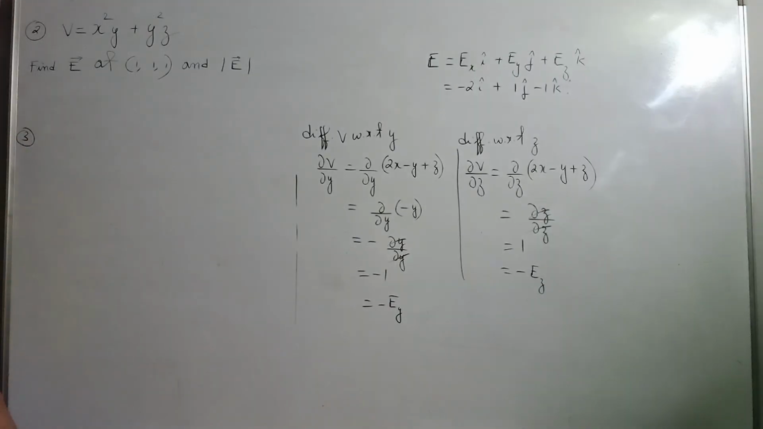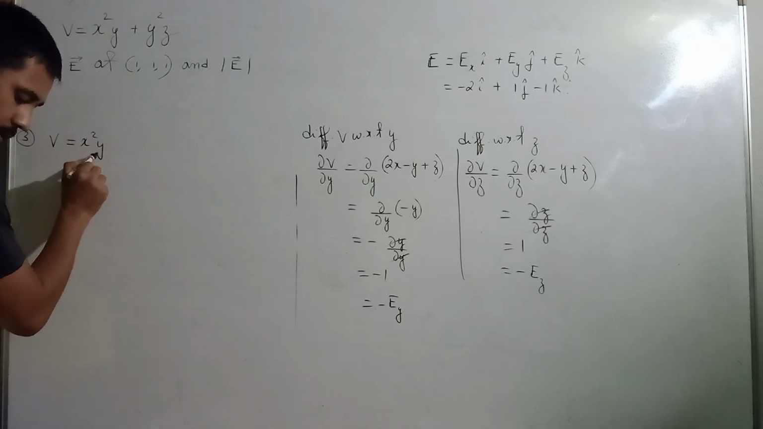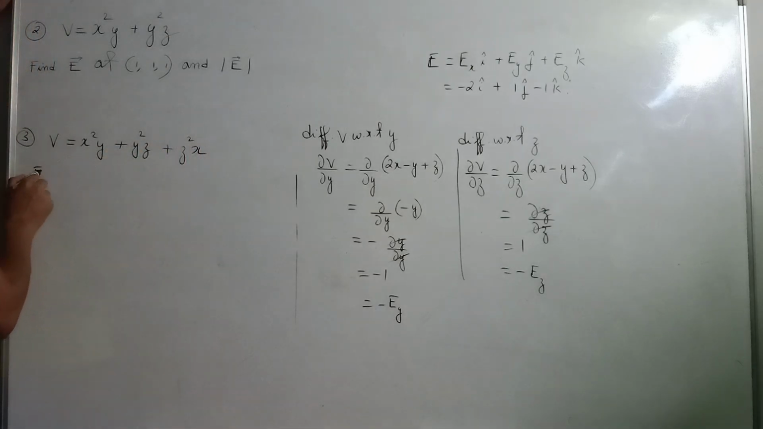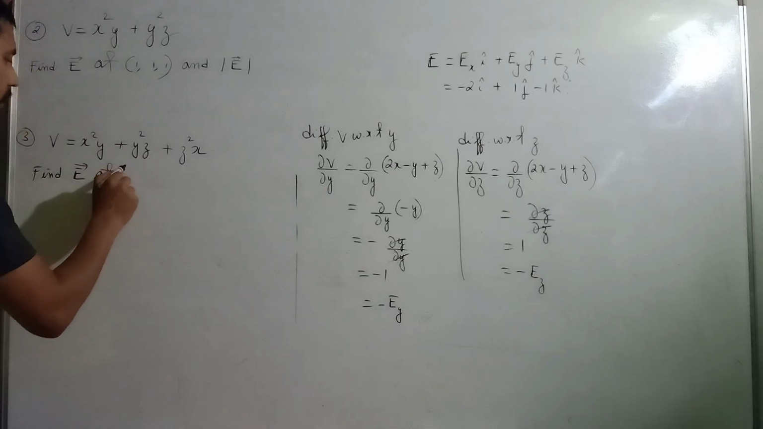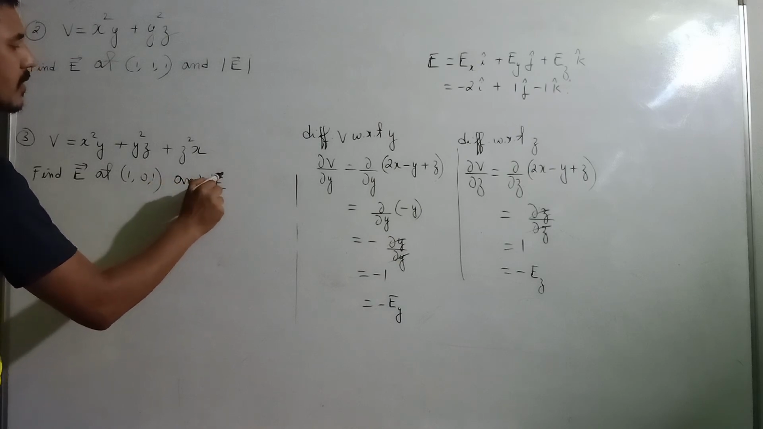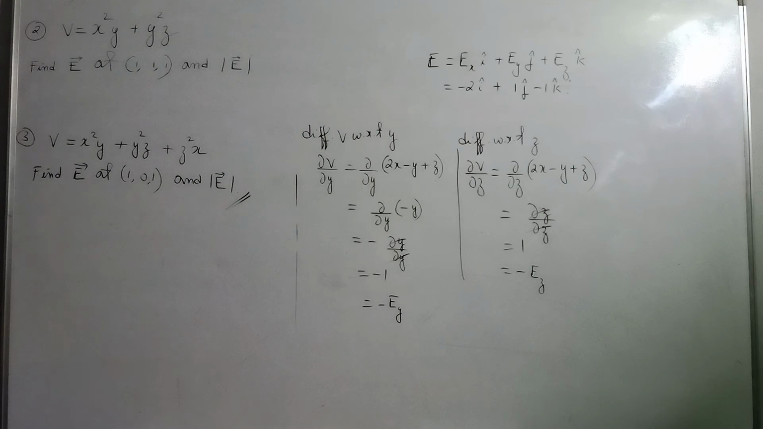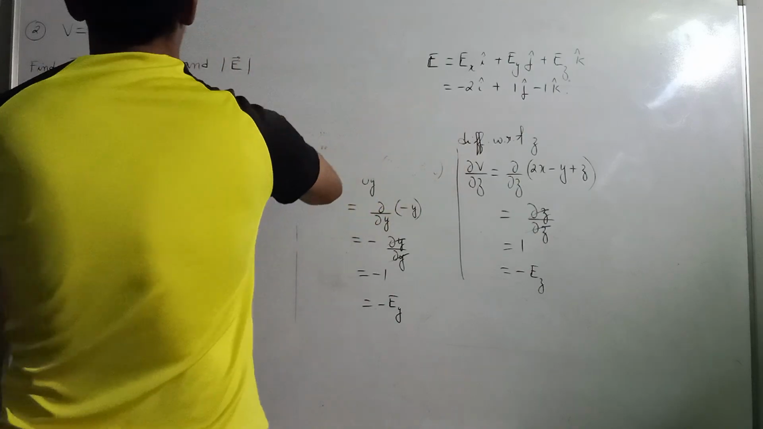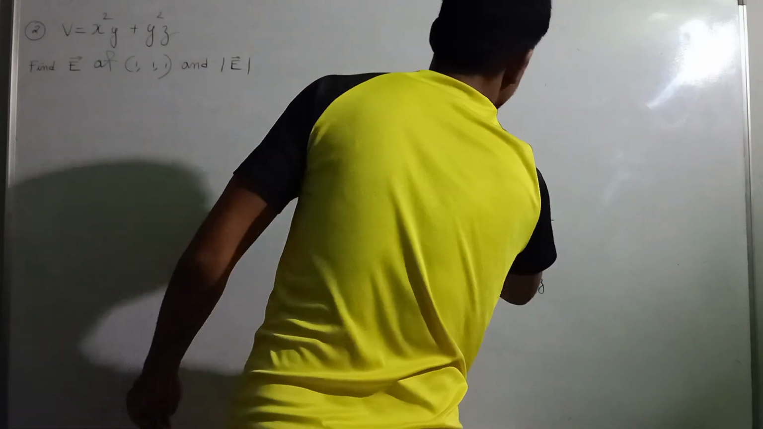Your third question, I'll give you 3 questions. Your V is given to be x square y plus y square z plus z square x. Find electric field at the point 1, 0, 1, and also find magnitude of E. If you can do these 3, that's enough for today. So let me just work out number 2. I can leave out 3 once. If I can do 2, you can do 3 easily.